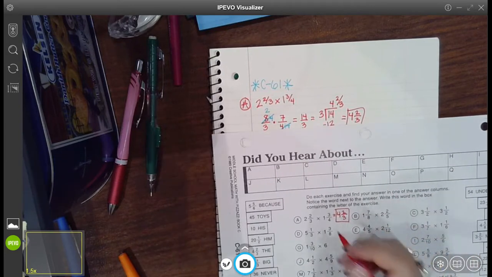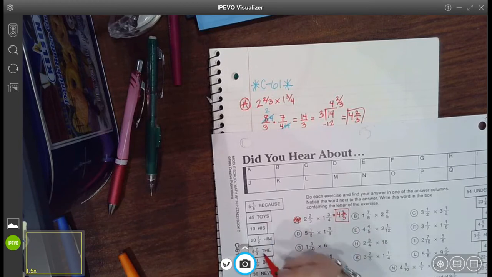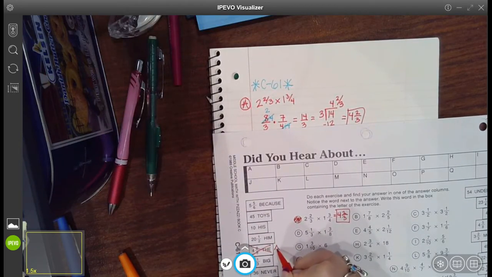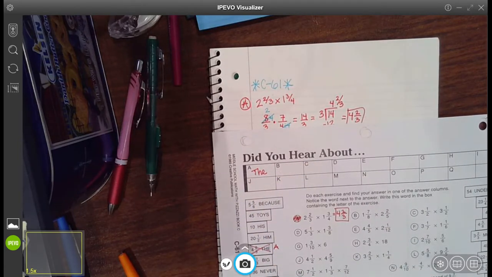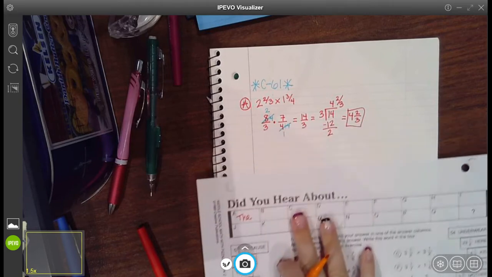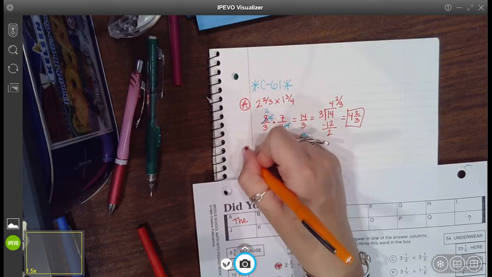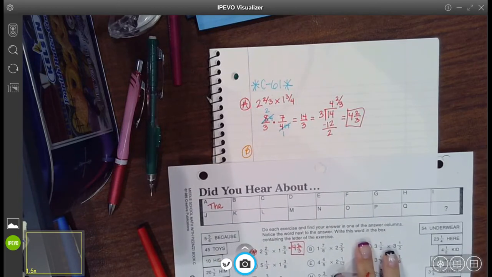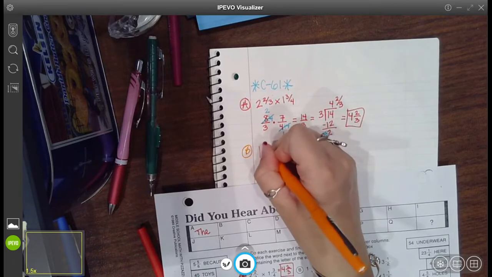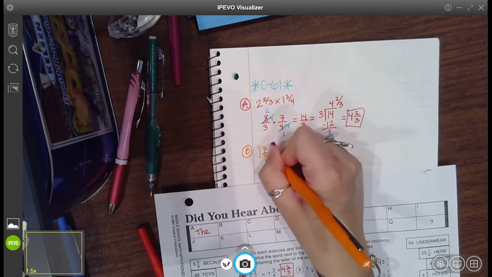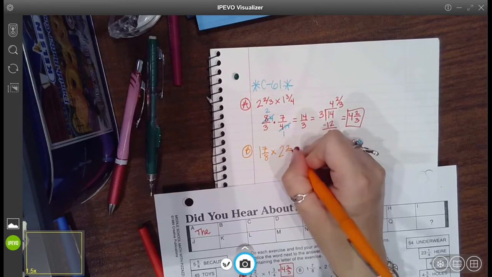Then I'm going to find 4 2/3 along the side, and that has the word "the" next to it. So up for A, I'm going to put "the." Okay, let's try one more. So the next one, let's do B. And it says 1 7/8 times 2 2/5. So 1 7/8 times 2 2/5.